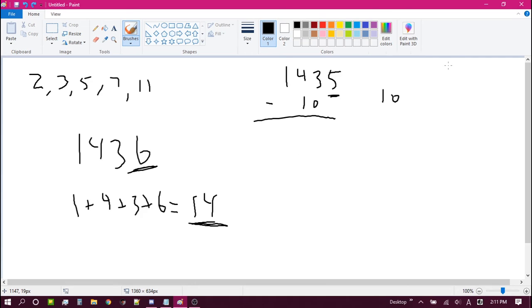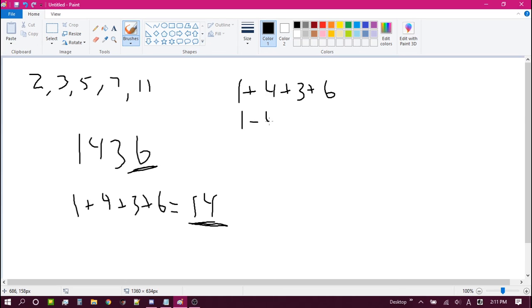Okay, finally, we'll talk about divisibility by 11. That one's a little bit weird as well. What you do is you alternate sums. So you do 1, and then you do minus 4, and then you do plus 3, and then you do minus 6. Whatever you get, check if that's divisible by 11. In this case, we have negative 6, which is not divisible by 11. So this number is not divisible by 11.